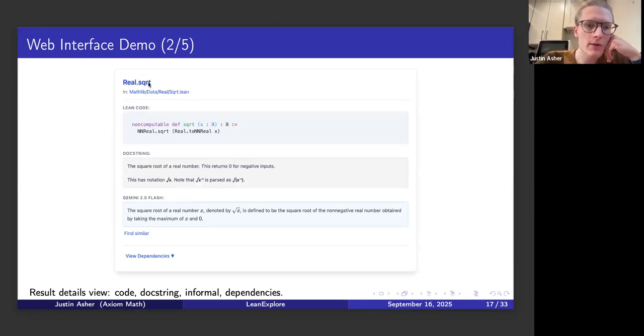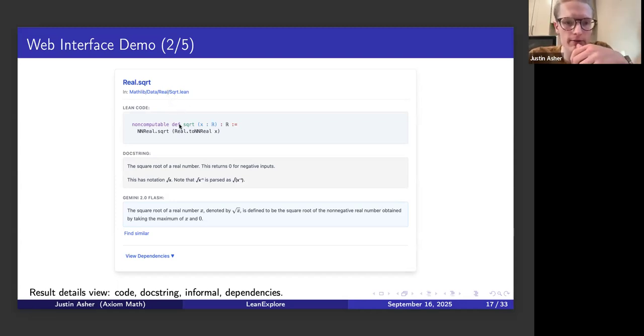It's going to give you real.square root, and it's going to tell you what file it is. If you click on the real.square root, this is going to take you to the documentation page for it. So this is going to take you to the mathlib documentation. And if you click on the link, this is going to take you to the source location or the source code position of this Lean declaration. Then you can see the Lean code.